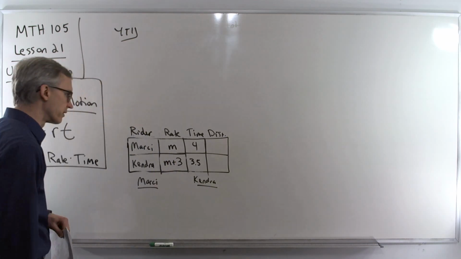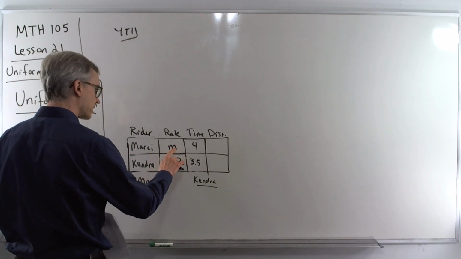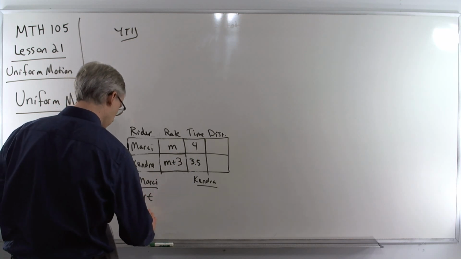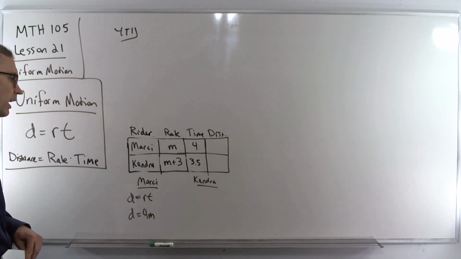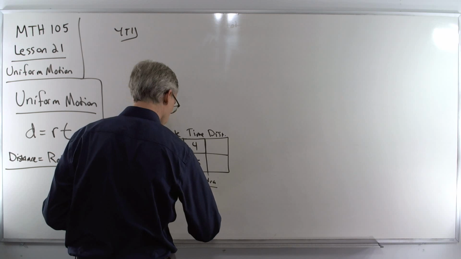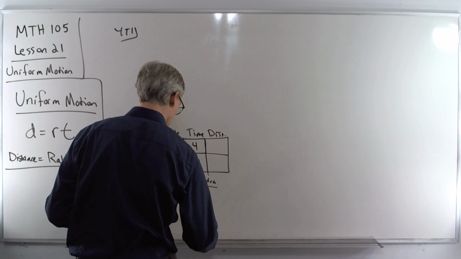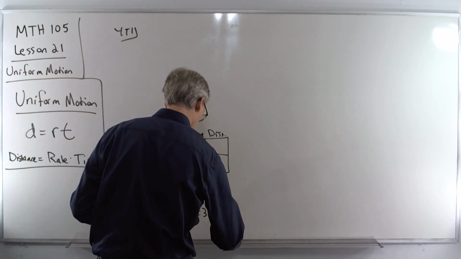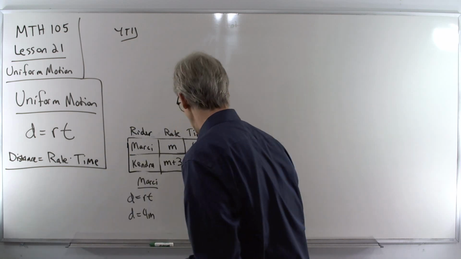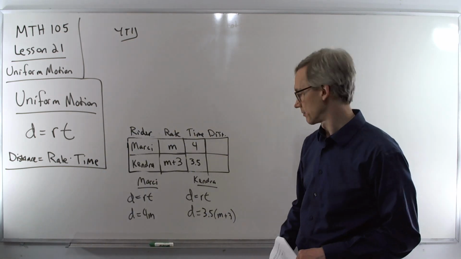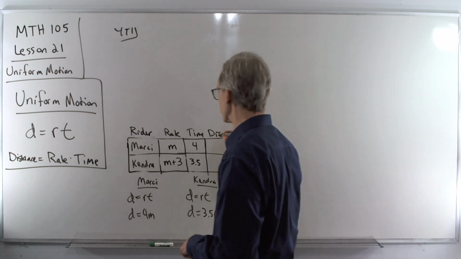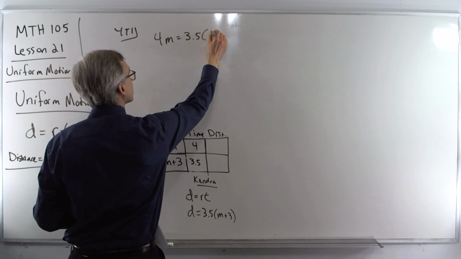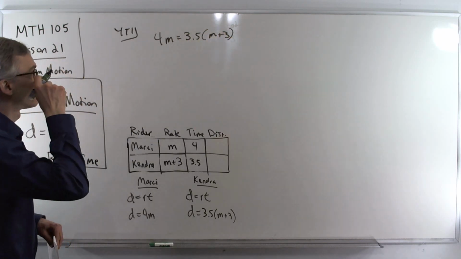So let's calculate the distance for both of these. Okay, for Marcy, rate times time, M times 4, or 4M. And for Kendra, we've got M plus 3 times 3.5. And since they're in the same race, those two distances are going to be equal to each other. So that gives us 4M equals 3.5 times M plus 3. And there's the equation we need to solve.